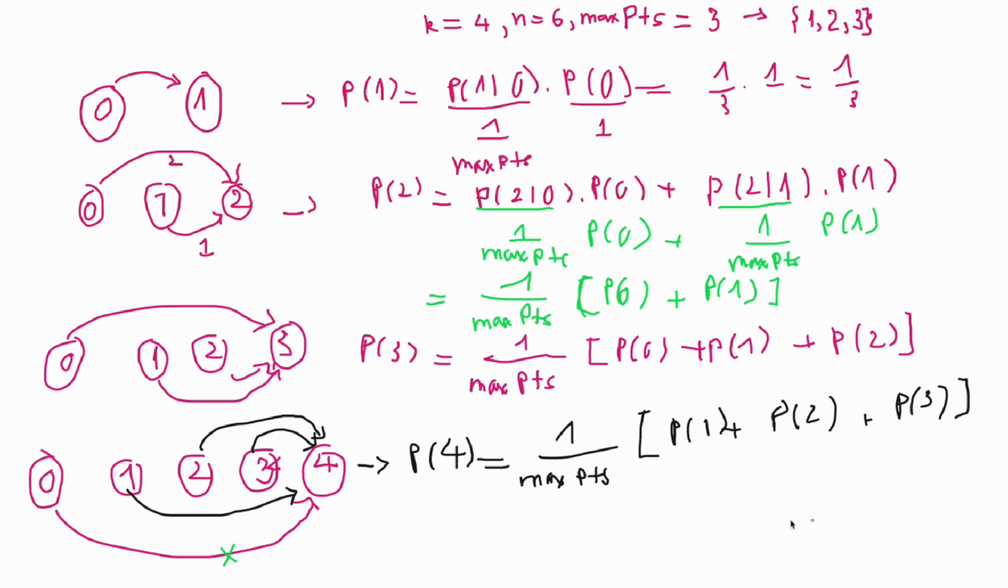So we can see that somehow this is exactly like a sliding window where the window size is equal to the max points, right? It means that in here we exclude this point out of the window and we add the new point, which is the previous state, right?